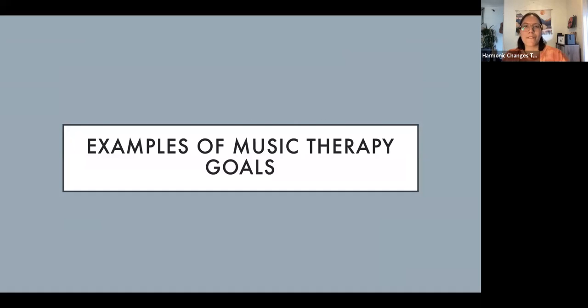So some examples of music therapy goals might be to increase attention, to promote cognitive flexibility, to promote relaxation, and many, many other things. They fall under all categories. And these goal areas are, again, completely non-musical, and then we're using music to support something like attention, for example.